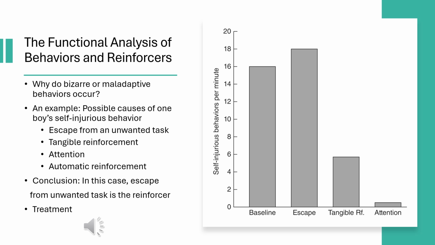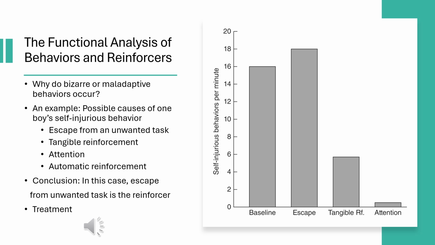In this example, a boy exhibits SIB, self-injurious behavior, such as hitting or biting himself. The functional analysis aims to determine the specific cause of this behavior by examining possible reinforcers. So escaping from an unwanted task, the child might engage in self-injury to avoid or escape a task or a situation that they find aversive, such as schoolwork, chores, maybe social interaction.